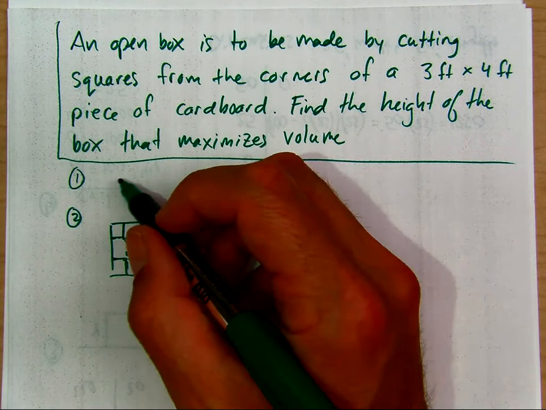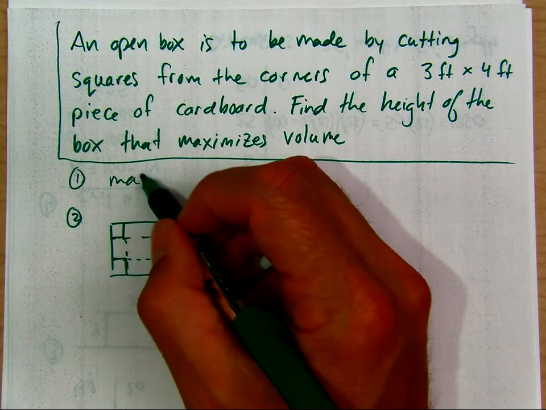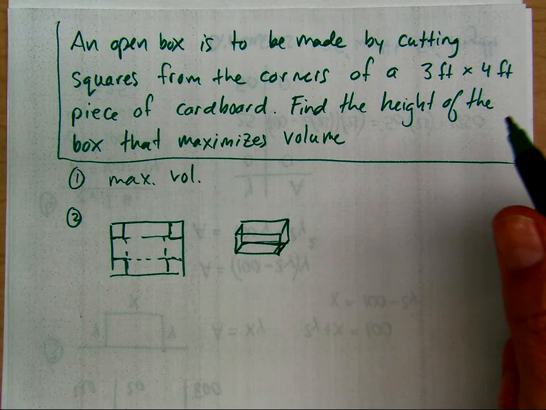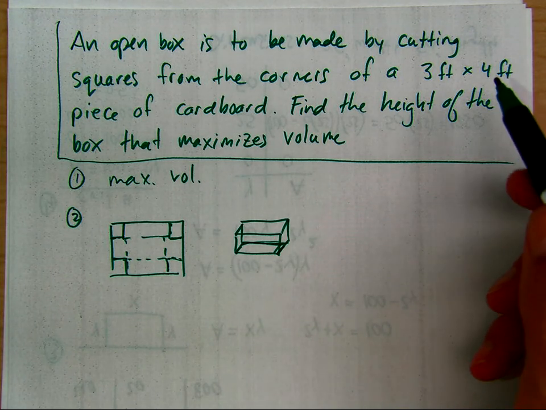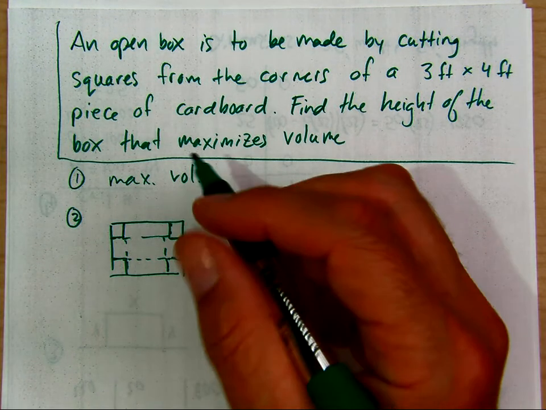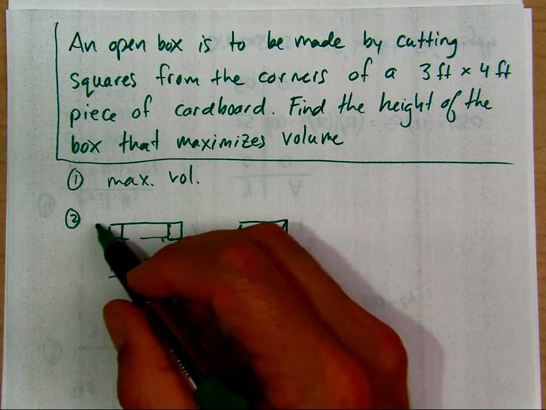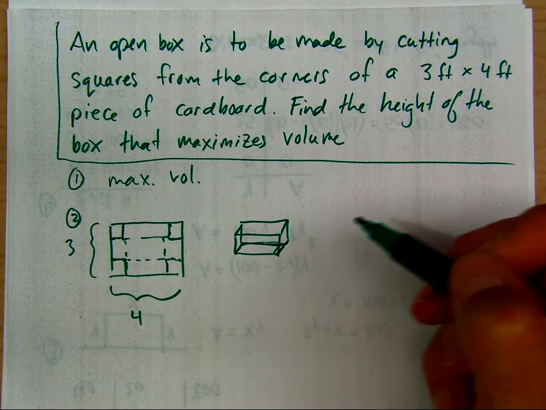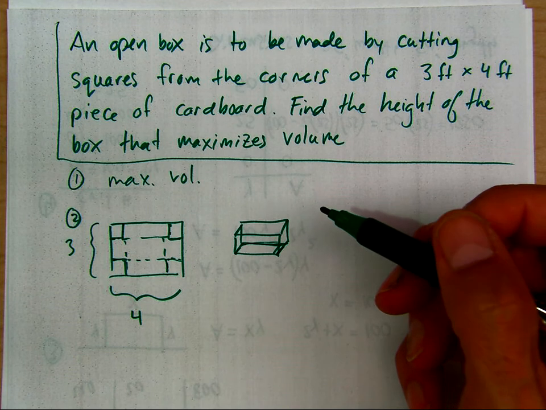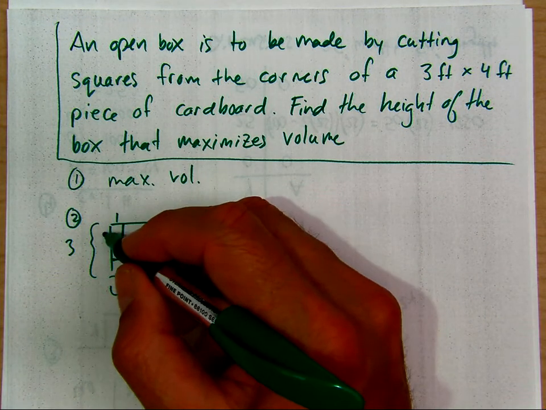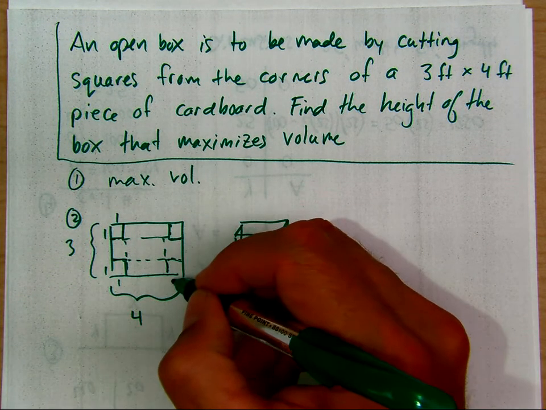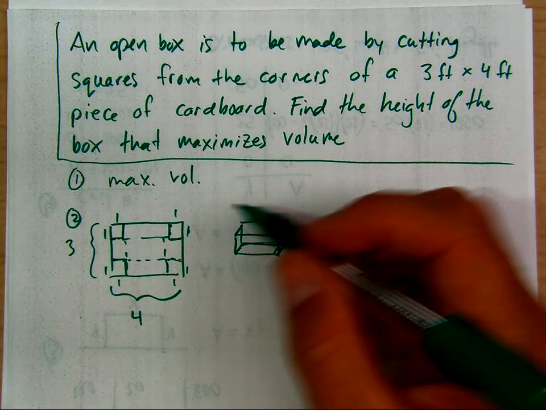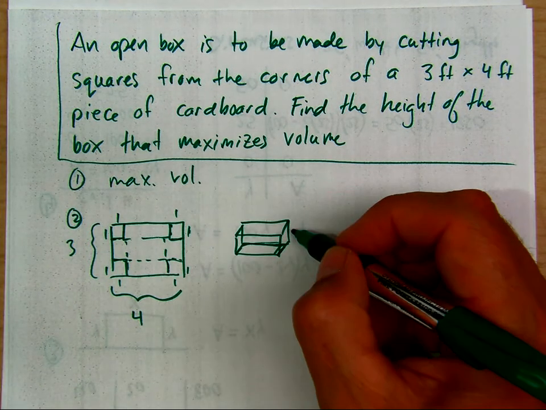So what are we trying to maximize? We want to maximize volume. So we're going to choose squares to cut from the corners. And if we know that that's 3 feet and that's 4 feet, let's just guess a number to cut from the sides, like 1. We cut out 1 foot squares from each corner. That means that when we fold it up, the height is 1.